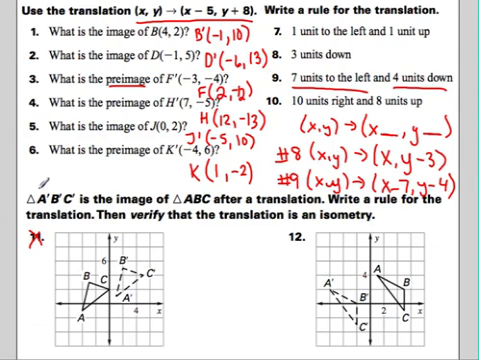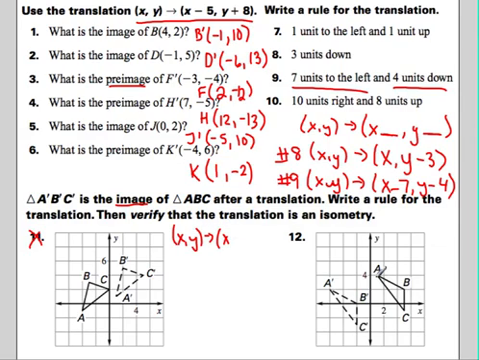It says triangle A prime, B prime, C prime is the image of triangle ABC. That makes sense after some sort of translation. First off, write a rule for the translation. So let's do that really quickly. Here's our rule. x comma y is going to map onto, let's see.